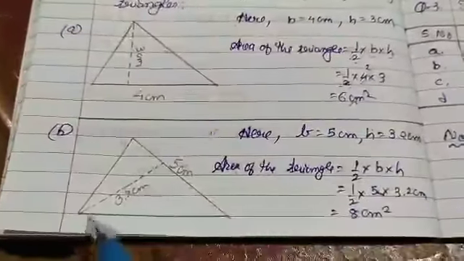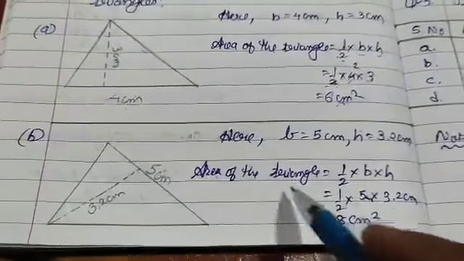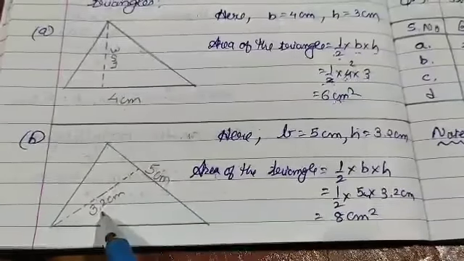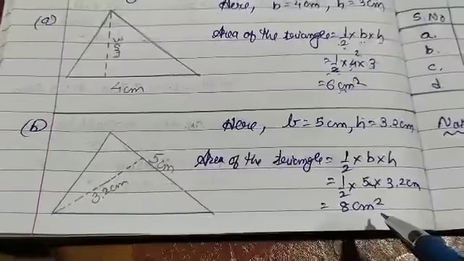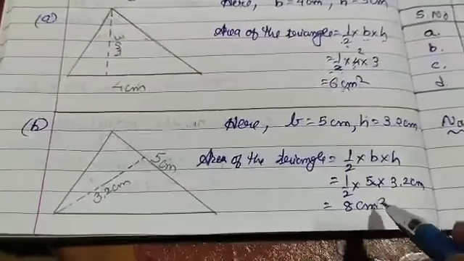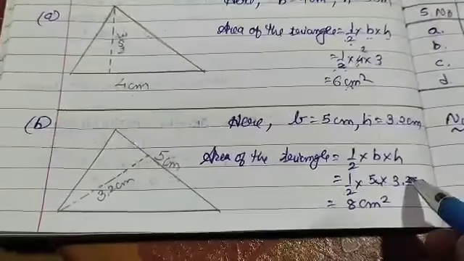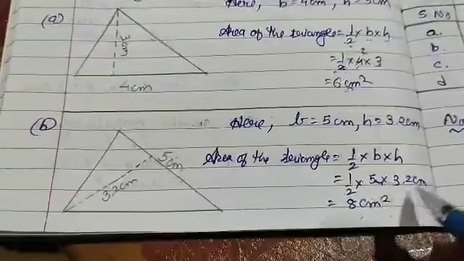Now the next one, dear student, here the base is over here and the altitude is over here. So area of triangle is half into base into height. Half into base is 5 centimeter and altitude is 3.2. Now dear student, see if any cancellation is possible. Yes. So what we will do, 1.6 and 1.6 into 5 gives 8 centimeter square. Centimeter into centimeter is centimeter square.